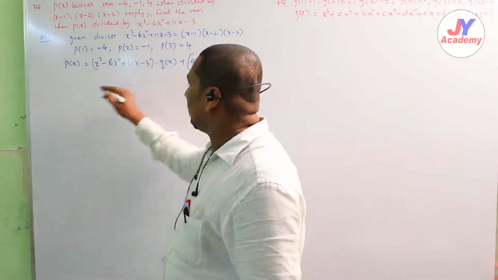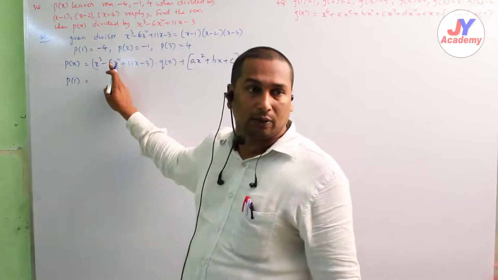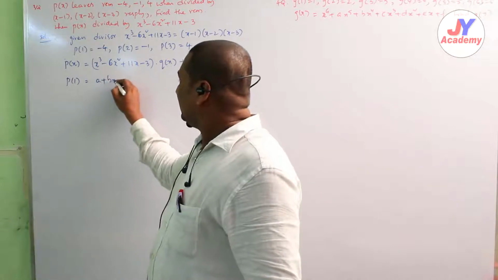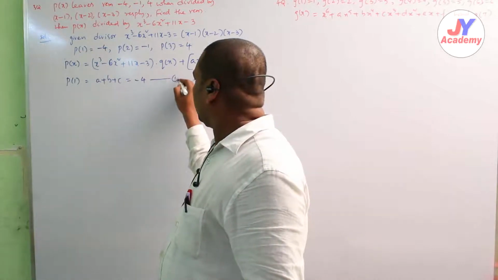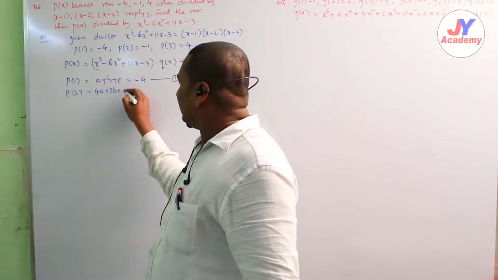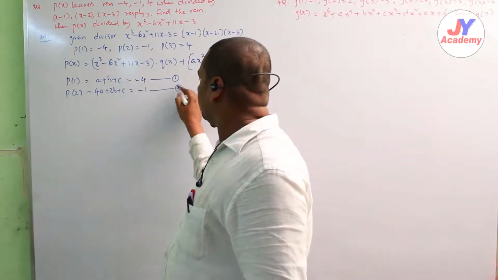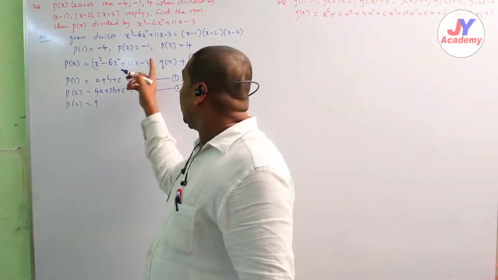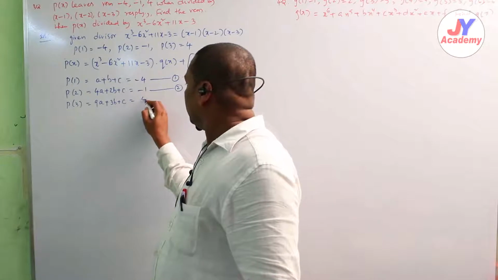So in this equation, you know P of 1. If you take 1, this becomes 0 because 1 is a root of this expression. So a plus b plus c is equal to already P of 1, minus 4, that is given. Let it be 1. And P of 2: 4a plus 2b plus c, because this becomes 0, and it is minus 1. Let it be 2. Now P of 3: square into a, 9a plus 3b plus c is equal to 4.